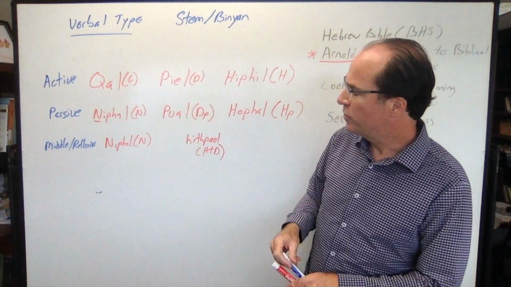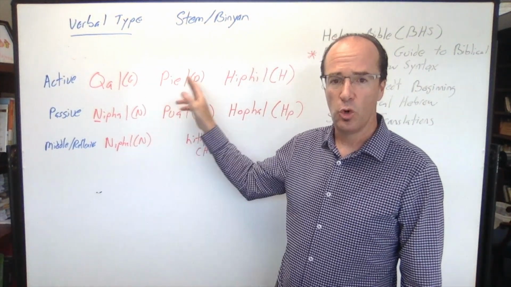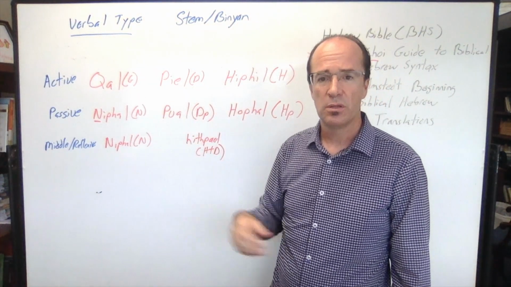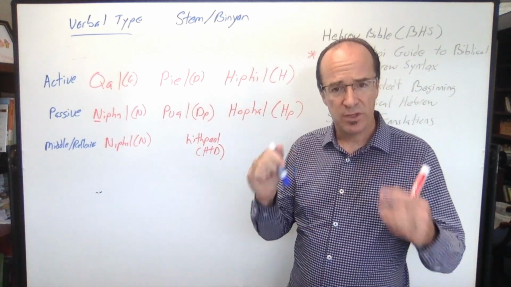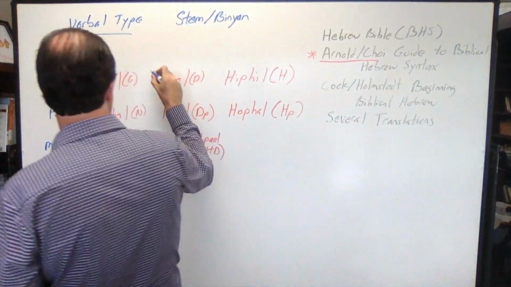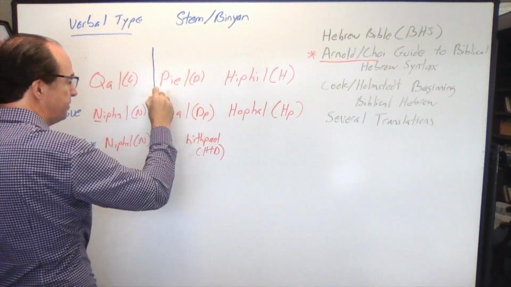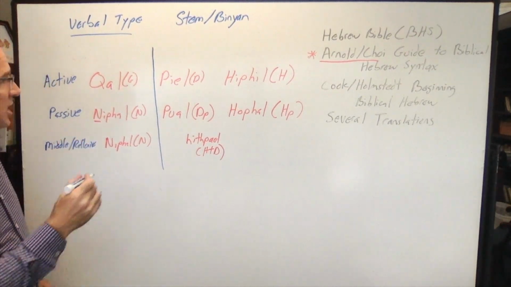Now, what's the difference going across? Again, what's critical is to look at Arnold and Choi to see what each of these types can mean. And I'm going to give you a couple of things to think about. First of all, the key difference is going to be the type of action.